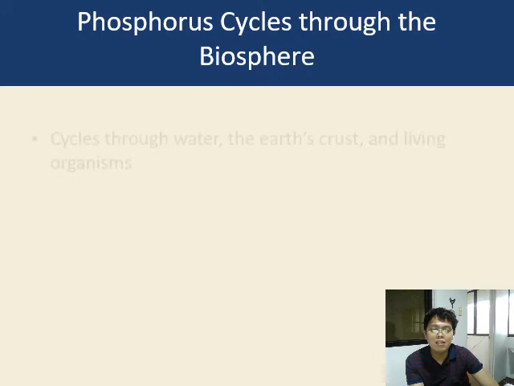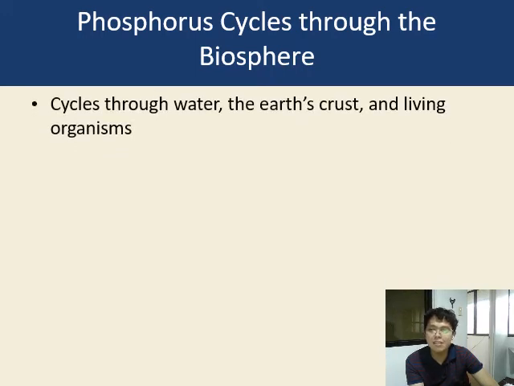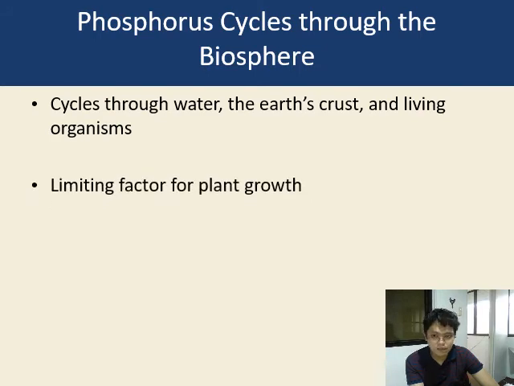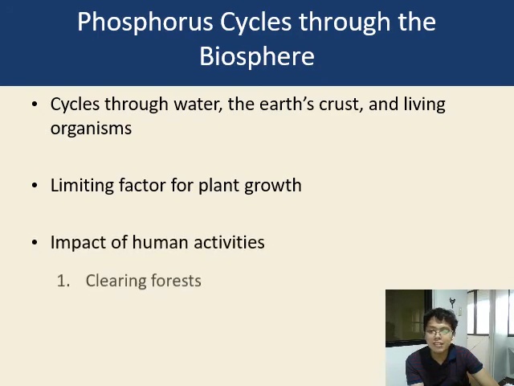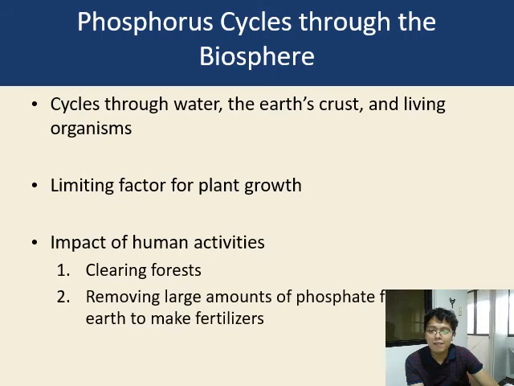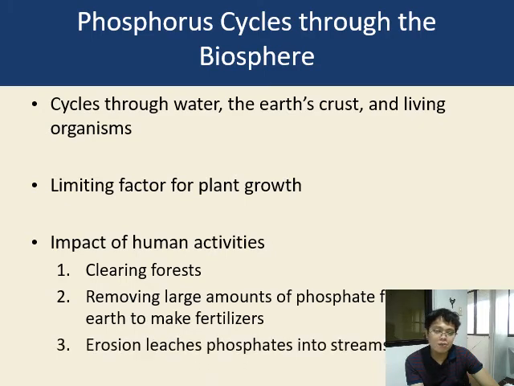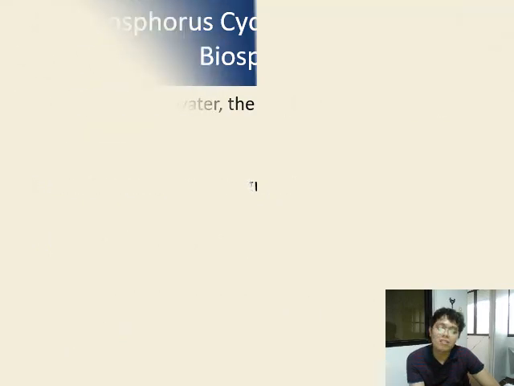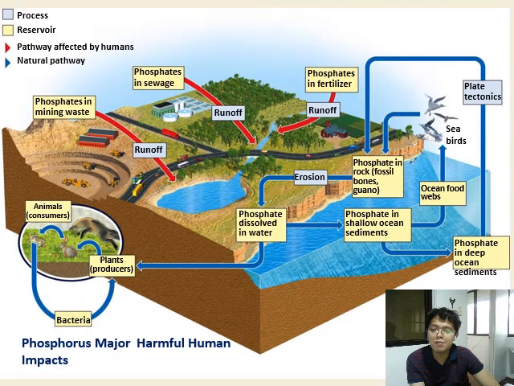This is the phosphorus cycle, and it cycles through water, the earth's crust, and living organisms, and it is a limiting factor for plant growth. So without phosphorus, it could greatly impact the growth of plants, and it also has impact from human activities: clearing forests, removing large amounts of phosphate from earth to make fertilizers, and erosion leaches phosphates into streams. So this is the phosphorus cycle and its major harmful human impacts. This is a simplified model of the circulation of various chemical forms of phosphorus in the phosphorus cycle with major harmful human impacts shown in the red arrows.